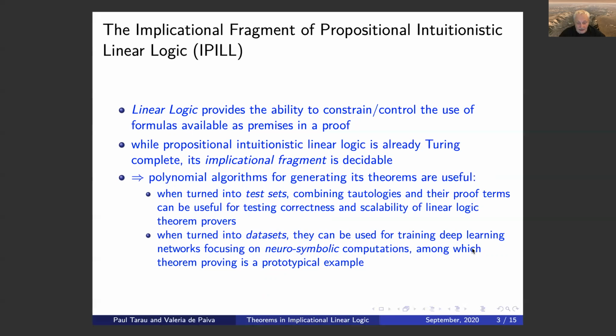Now, if we turn them into data sets, pairs basically of the theorem and the proof term, they can be used for training deep learning networks that focus on neurosymbolic computations, and theorem proving is a prototypical example of those.